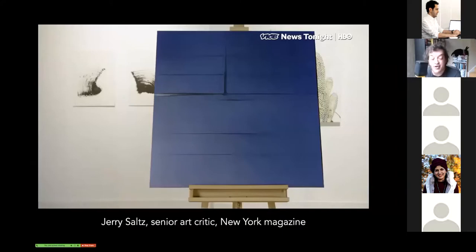So here's Jerry Saltz, who is probably one of the premier art critics in the world, describing these works, and see how he describes the agency of the software.